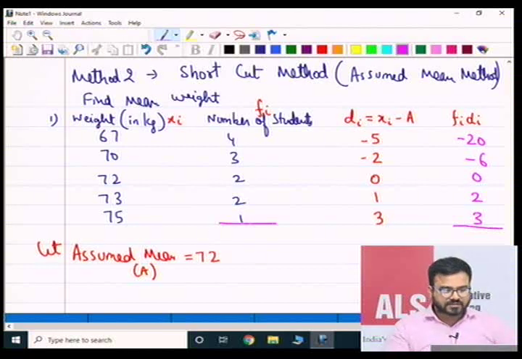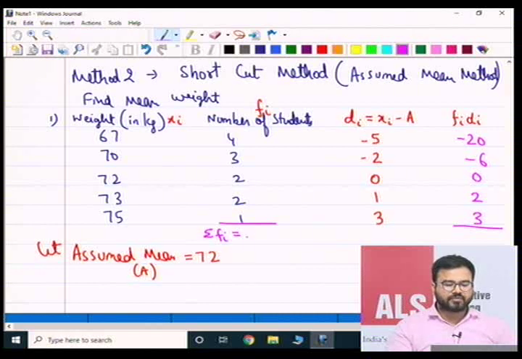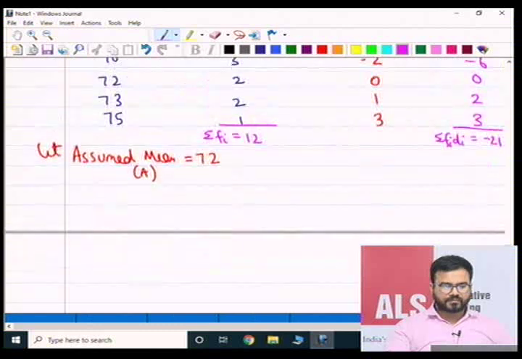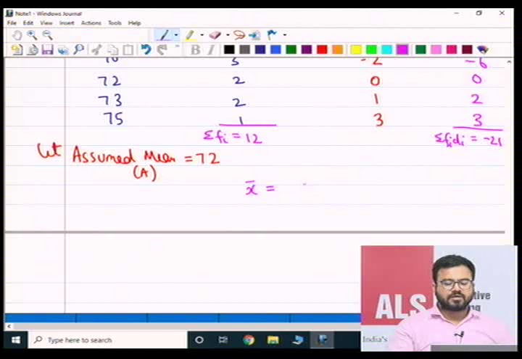So first of all, let us say sigma fi. It is 7, 8, 9, 10, 11, 12. And if we add sigma fi di, it will be minus 26 and 5, so minus 21 it is. Now we just have to calculate the mean. So the mean value is given by whatever value we are getting over here, sigma fi di over sigma f.